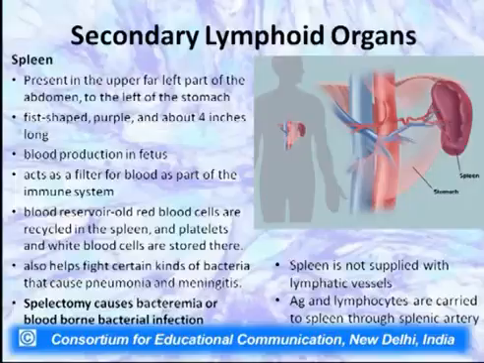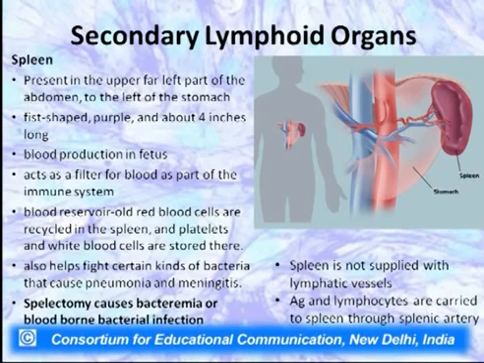Now, another very important secondary lymphoid organ is the spleen. The spleen is present in the upper far left portion of the abdomen, to the left of the stomach.